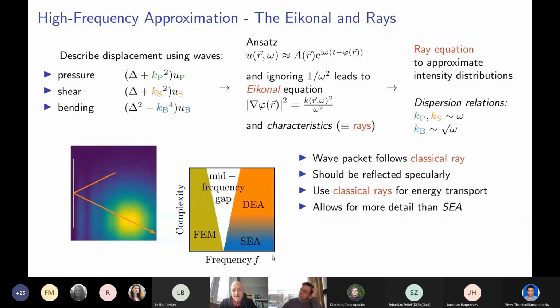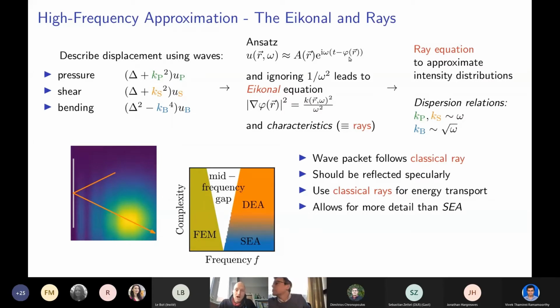Then for higher frequencies, if you're fine with not getting a very detailed answer, but only an answer in terms of large excitations on the left and small excitations on the right, for example, then SEA would be one way to go. However, if you want more detailed answers, then we propose this dynamical energy analysis method, which would address the high frequency domain, but yield more complexity and more detail in its answer. There is again this mid-frequency gap Jonathan was talking about.